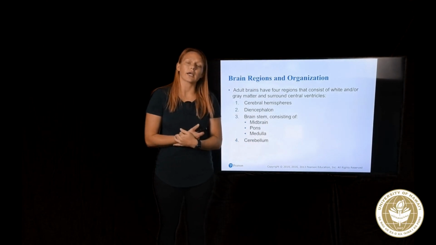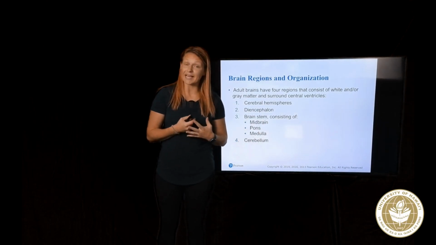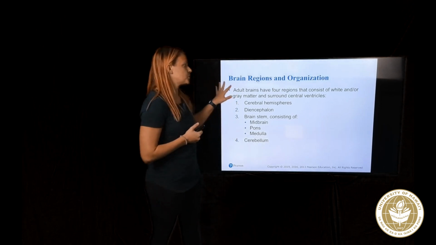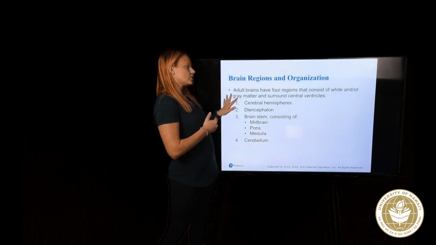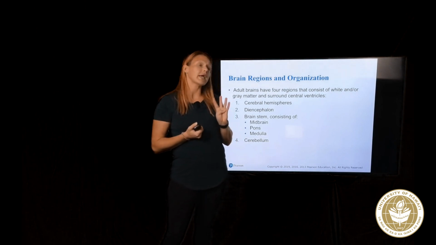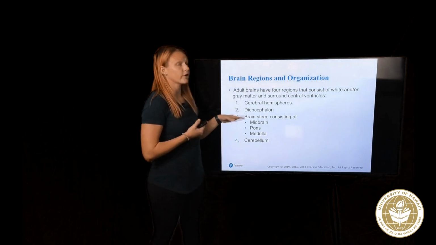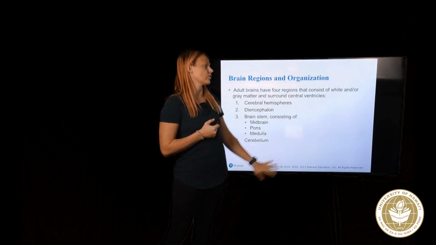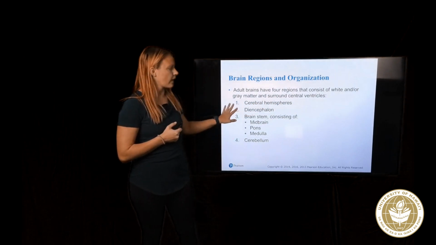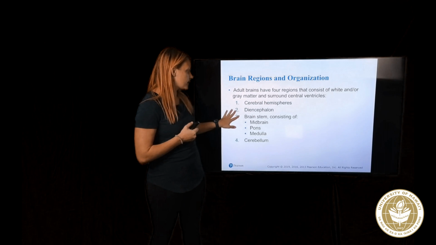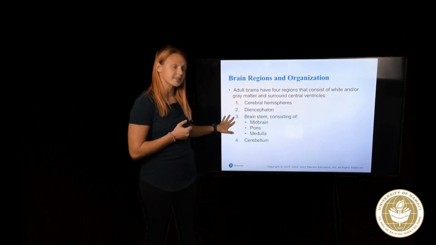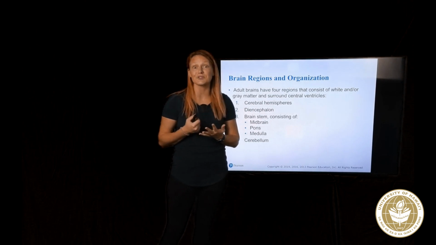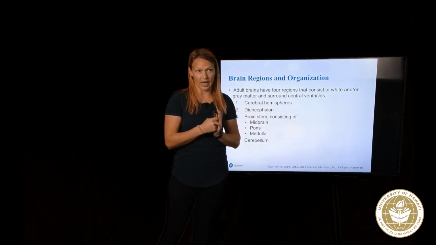So now we're going to be talking a little more about the anatomy as well as the physiology of the brain. When we look at the brain regions and organization, adult brains are going to have 4 main regions that consist of either white or gray matter, and they surround the central ventricles. So we have the cerebral hemispheres, the diencephalon, the brainstem, and the cerebellum. These are the 4 different regions that I showed you on the picture in the previous slide.